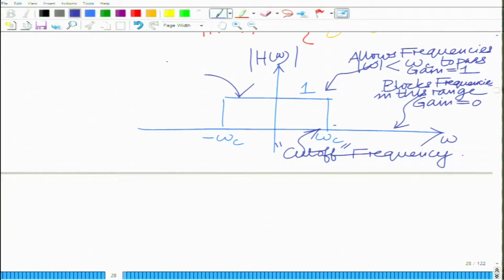In practice it is difficult to design such sharp filters, and typically what you have is more of a transition. So you have the pass band, the stop band, and in practice you will have what is known as a transition band where it is transitioning.